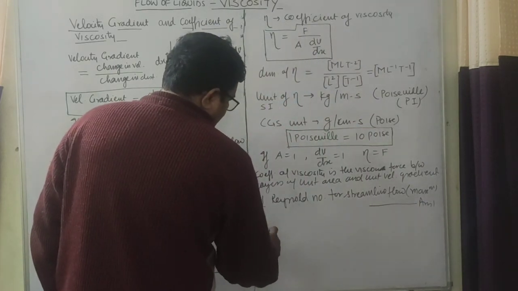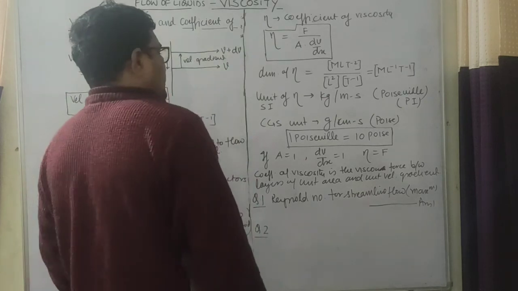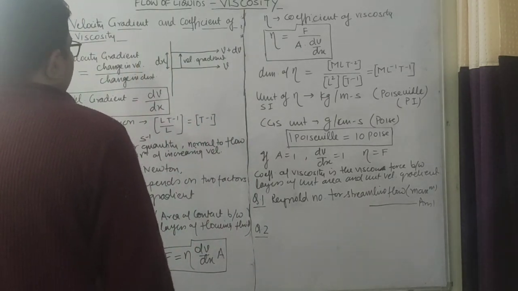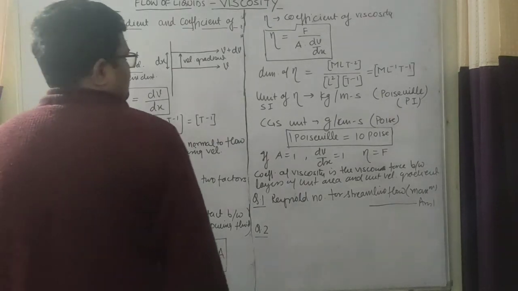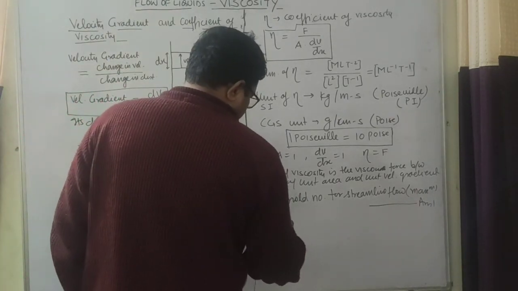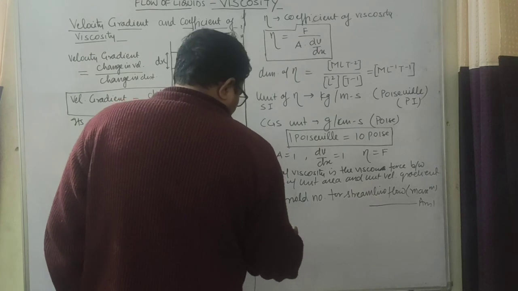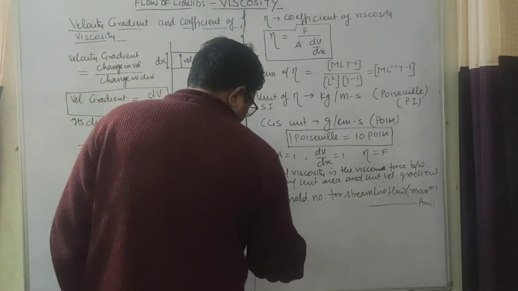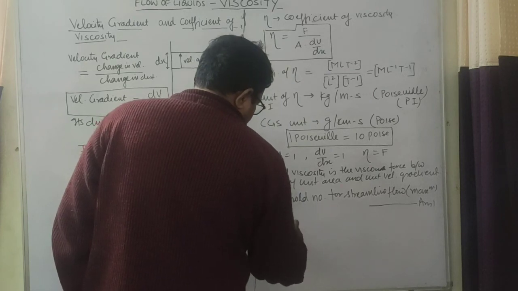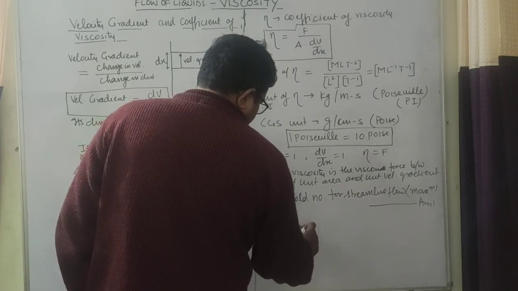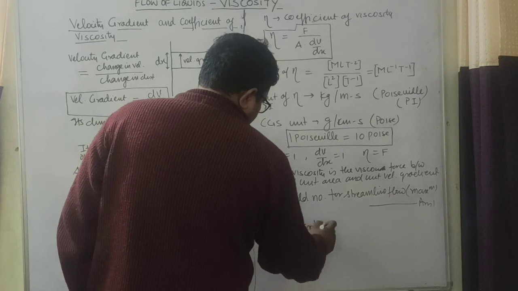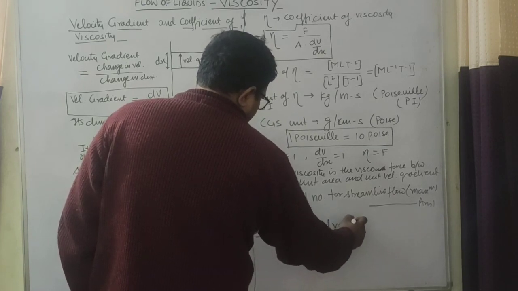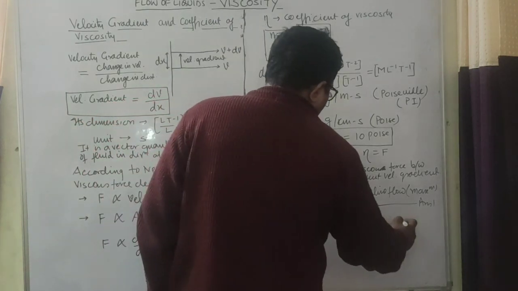Question number 2 for the Google form is, define critical velocity. This is your answer number 2 for the Google form.